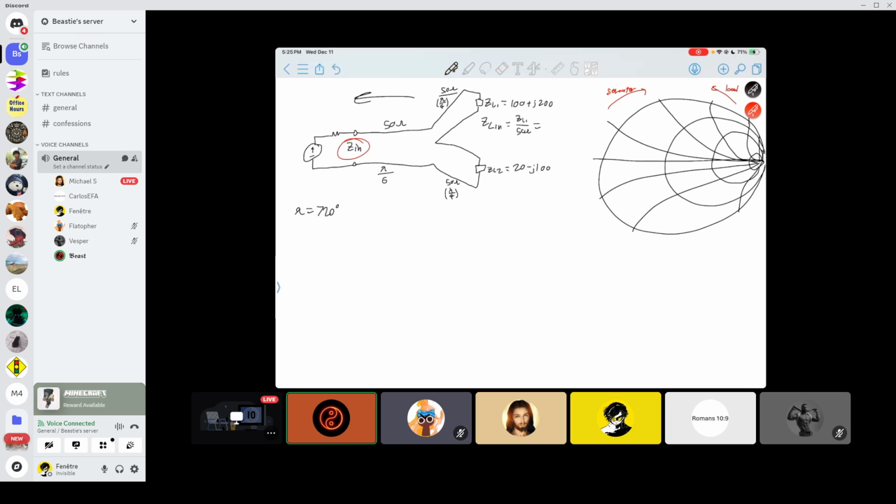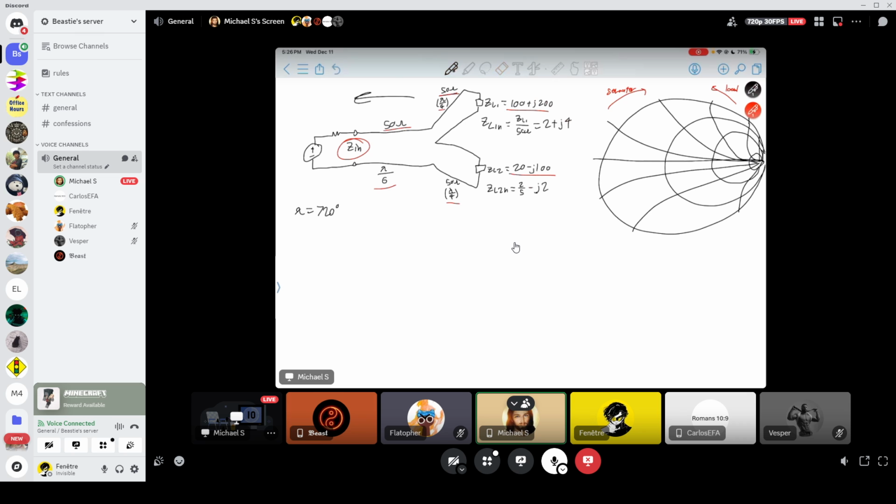Just to keep everything 100% clear: for Z load 1, you're given 100 plus j200. For Z load 2, you're given 20 minus j100. You're given lambda over 4, you're given the 50 ohms, and you're given lambda over 6, and then all you have to find is Zn. Awesome. Then we're just going to divide this by 50, and this will give us minus j2. All right, so now this is the part where we actually use the Smith chart.